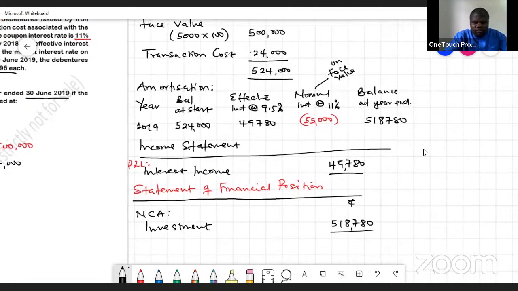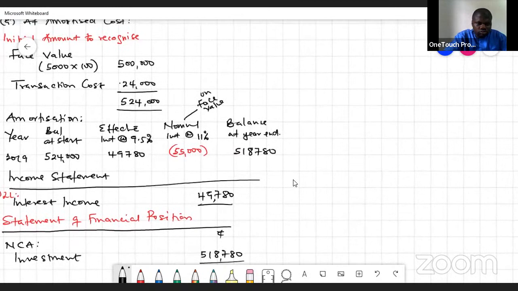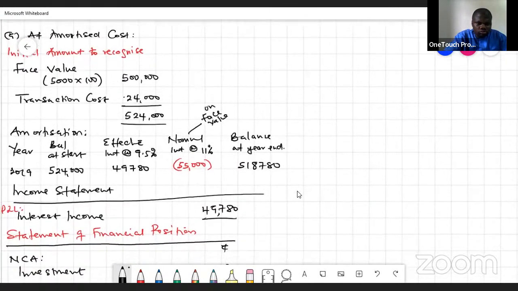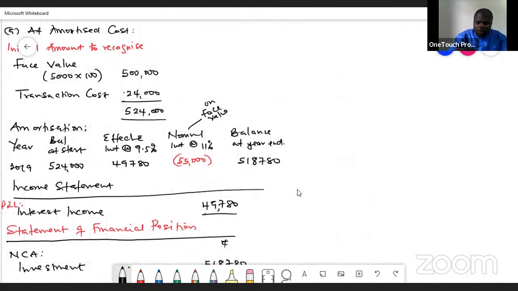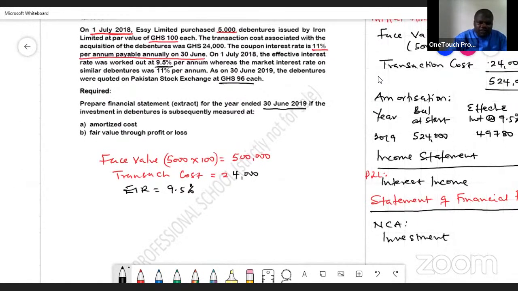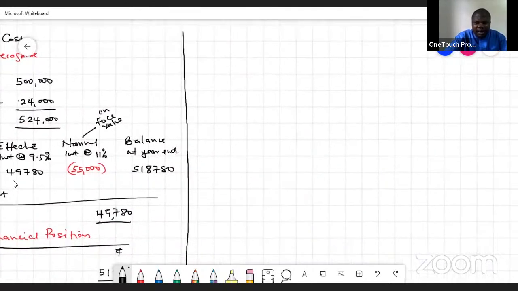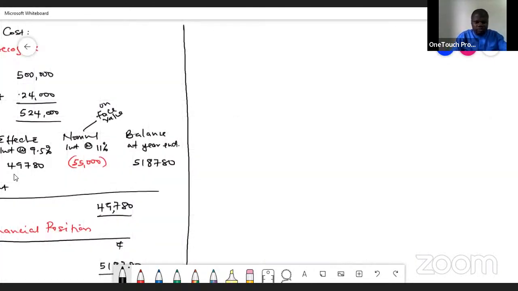Okay, so let's move. The B part said, what if it is fair value through profit or loss? Let's go and check the B part of the question. Yes, fair value through profit or loss. That's why you know that transaction cost would have to be expensed, remember.